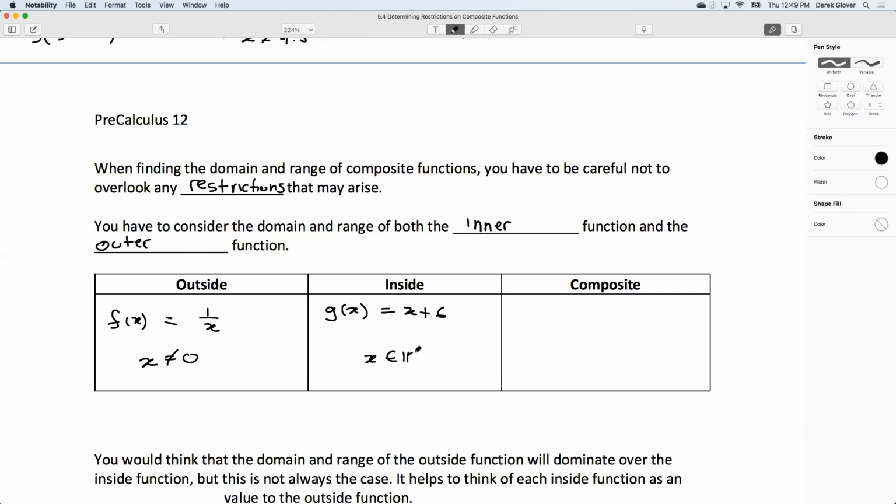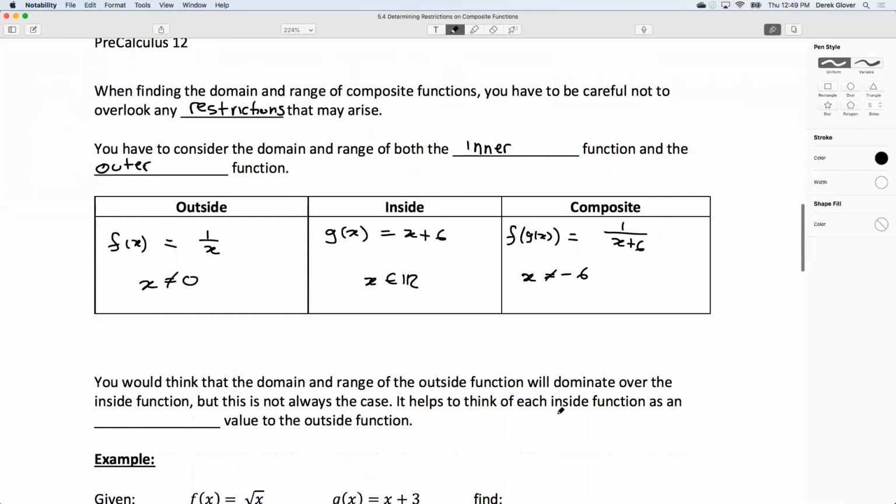But when you go to make the composite function f of g of x, we're going to get 1 over x plus 6. And now this is going to be a little bit different because x can equal 0 and we'll get 1 over 6, and that's fine. But x can't be negative 6. If we have that, we'll have a divide by 0 issue. So x cannot equal negative 6. Otherwise, x is in the reals.